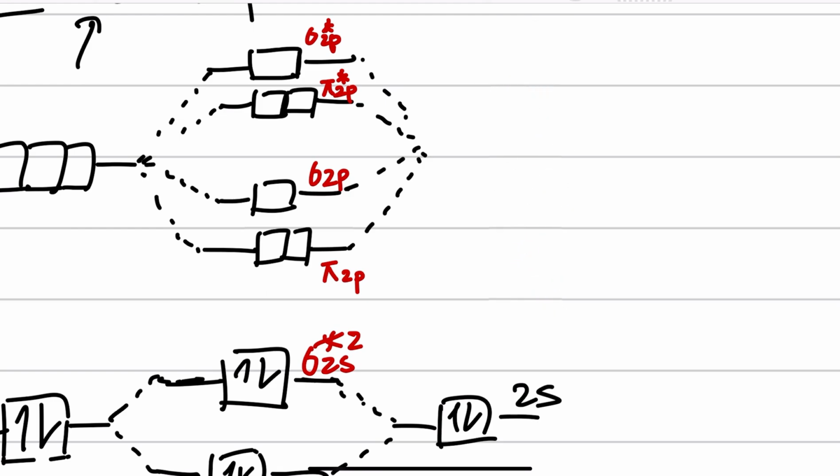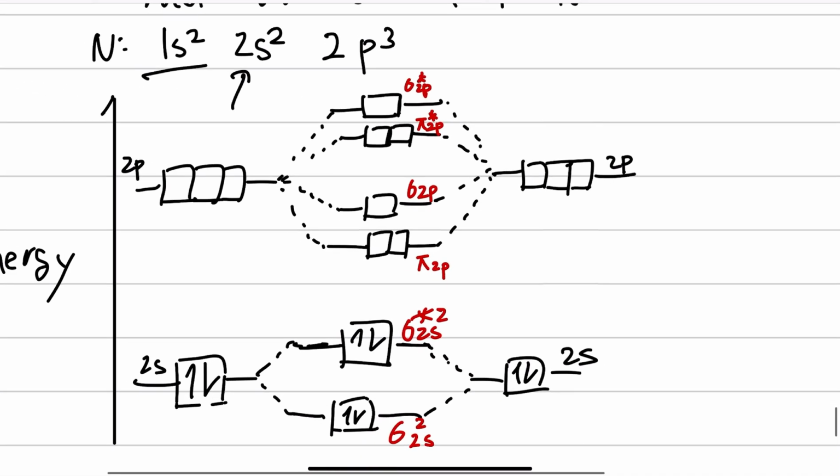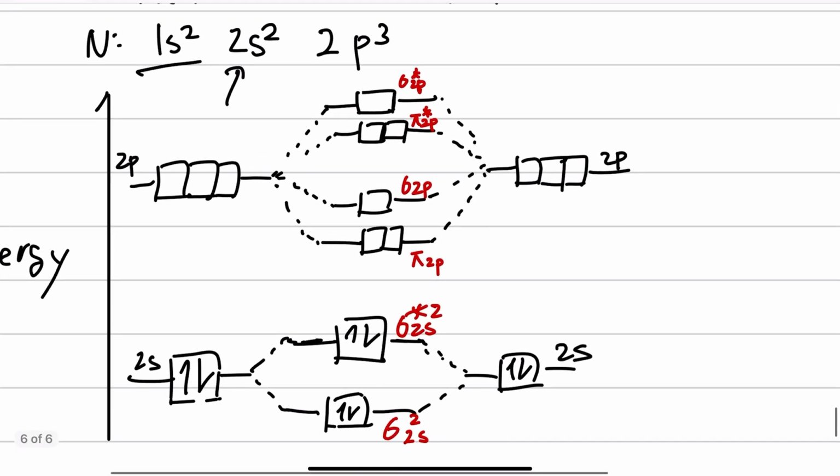Okay, and then we have the 2p's here, like this. And since it's 2p3, we fill it up. 1 2 3, 1 2 3. Now we fill it up from the bottom of the energy. In total we have 6 electrons here. 1 2 3 4 5 6.